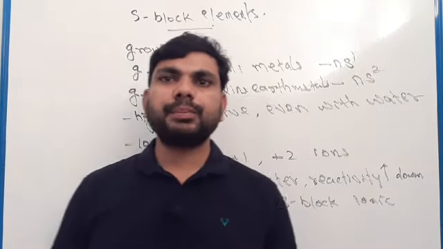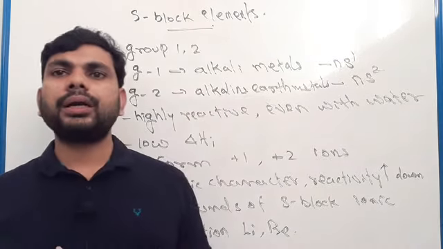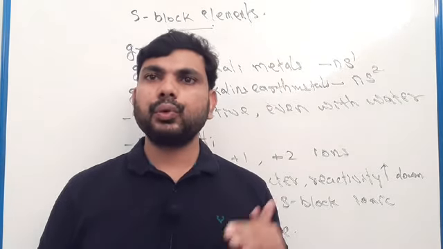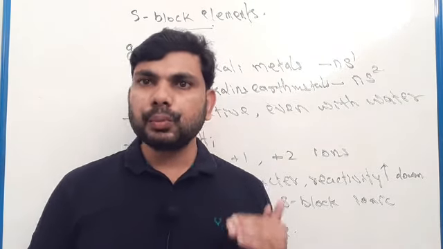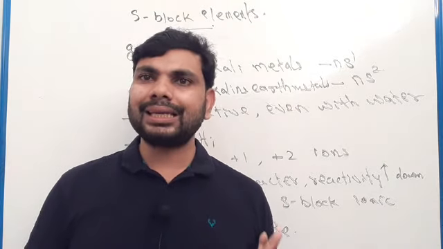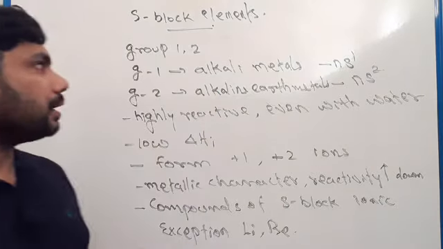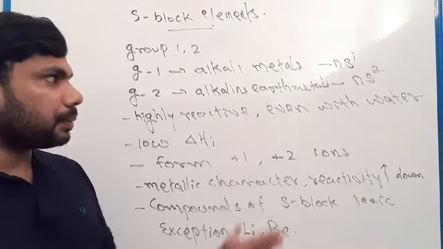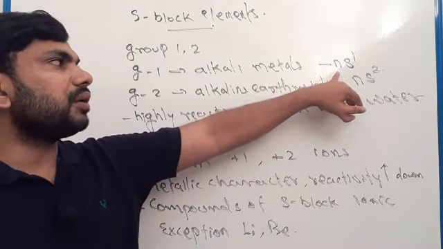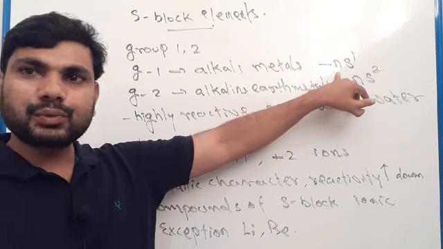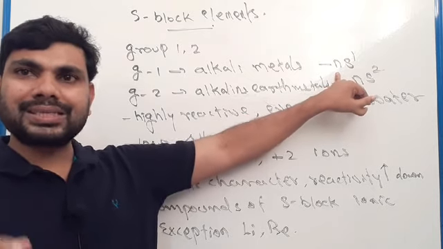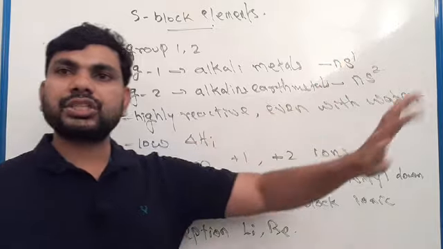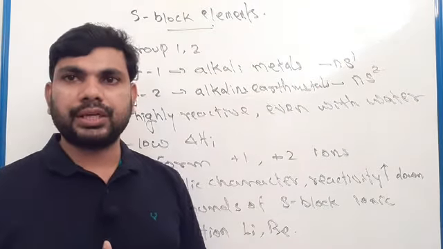S block elements mean, in the periodic table, group 1 and group 2 elements together are called S block elements. Group 1 elements are also called alkali metals. All group 1 elements have outer shell electronic configuration ns1. First period 1s1, second period 2s1. So outer shell electronic configuration will be ns1.